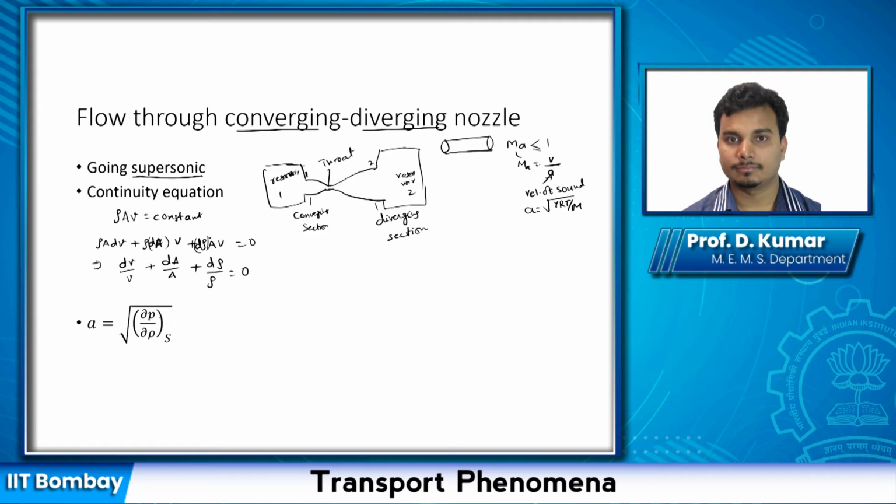We are not going to get into the derivation, but if one does an energy balance through a moving sound wave, one can show that the velocity of sound can be written as a squared equals del P by del rho at constant S, which essentially means an isentropic process. So we'll take this for granted.